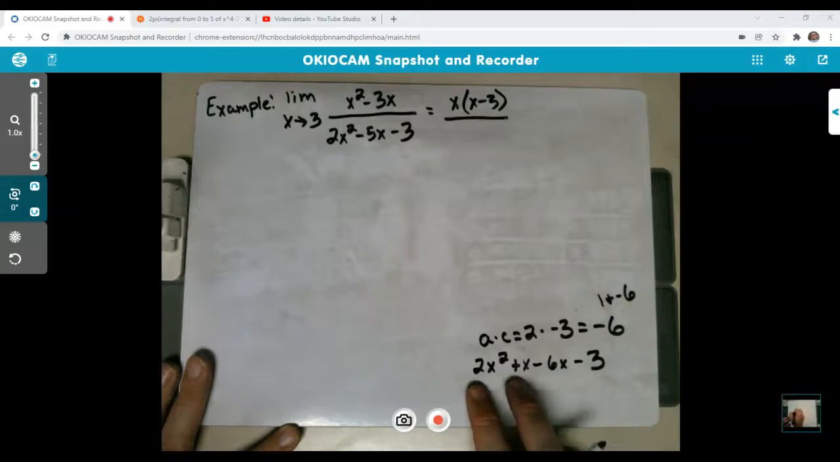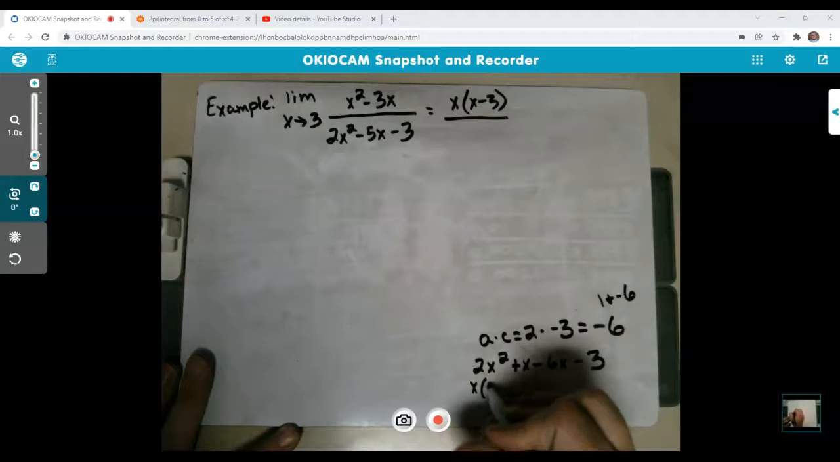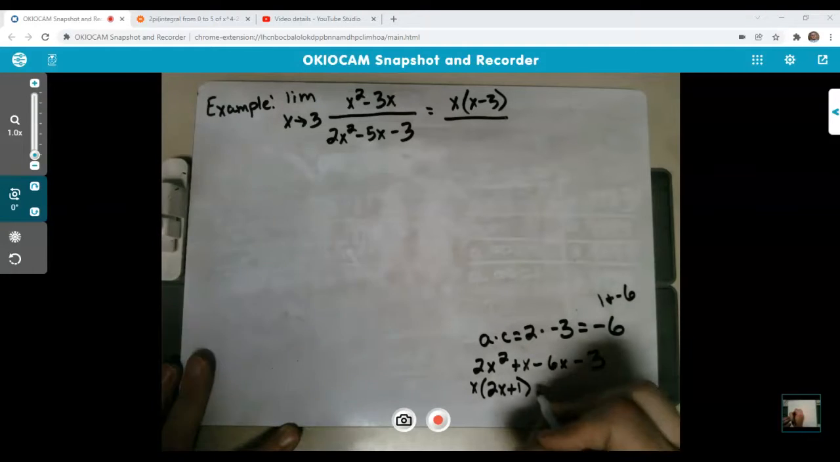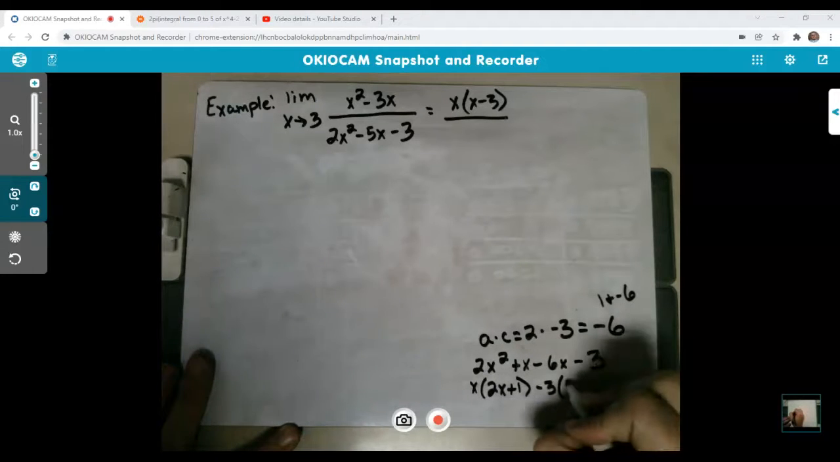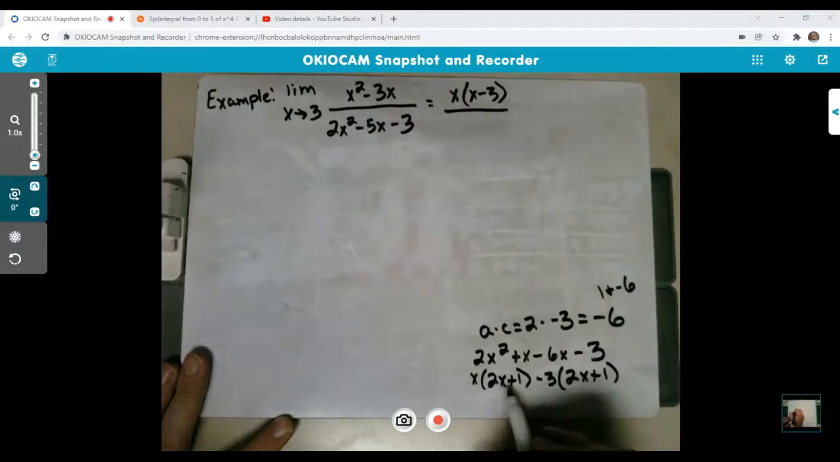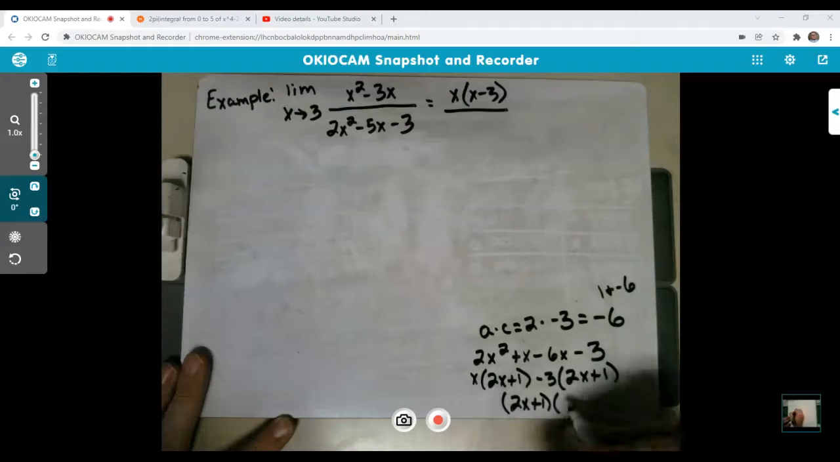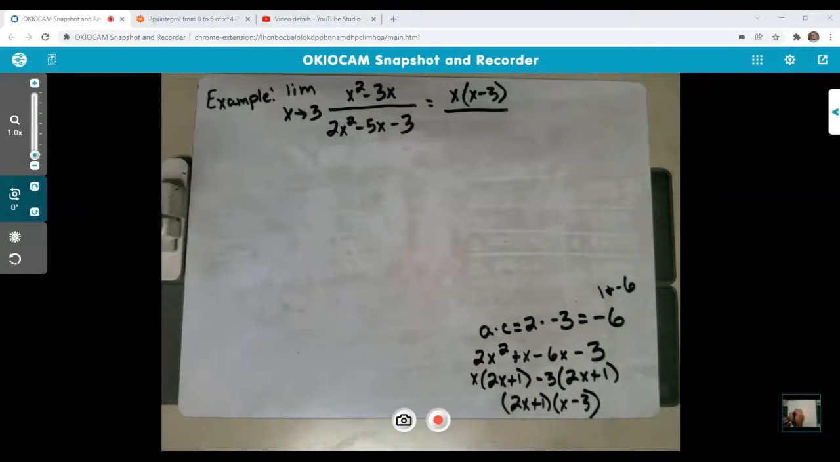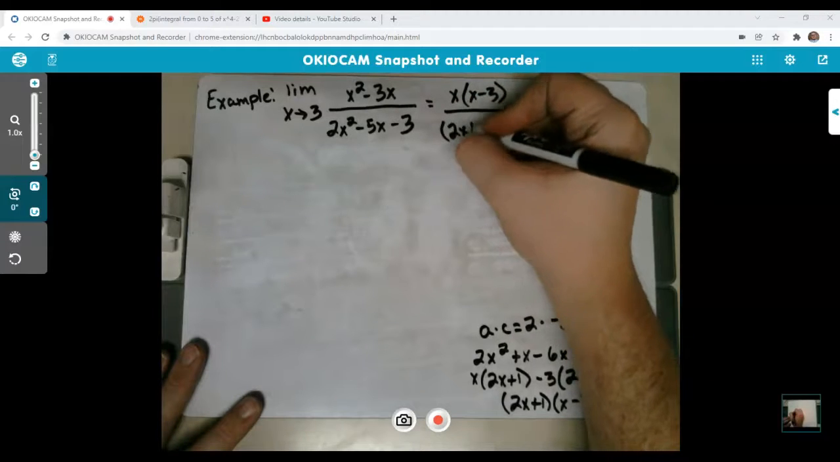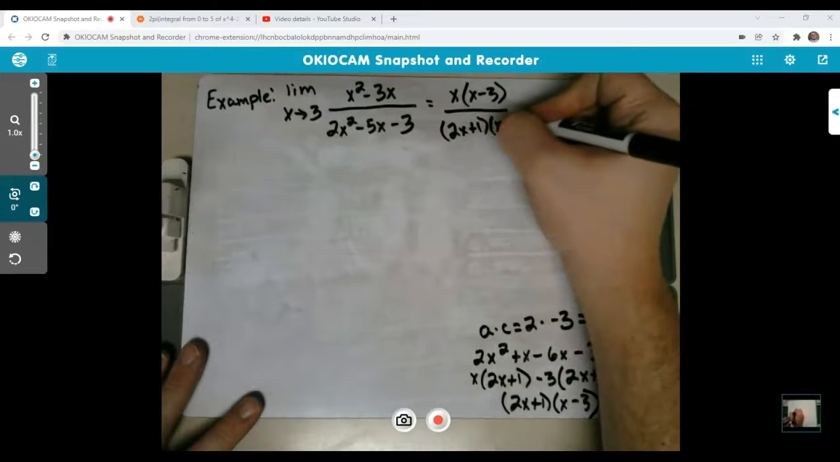Both of my first 2 terms have an x, so factor out an x. So we're left with 2x plus 1. Both of those have a factor of negative 3, so factor out negative 3. And again, I'm left with 2x plus 1, which means my factored form is both of those have 2x plus 1, and I'm left with x from my first term and minus 3 from that term. So the denominator factored is 2x plus 1 times x minus 3.